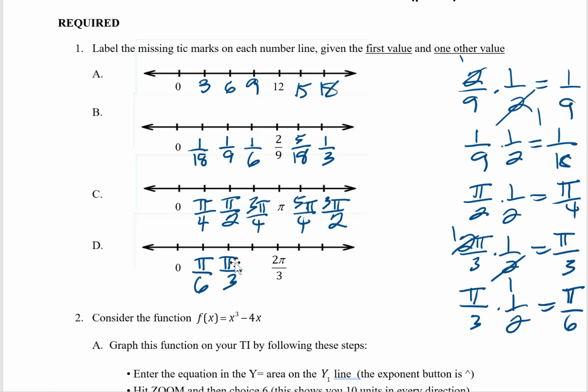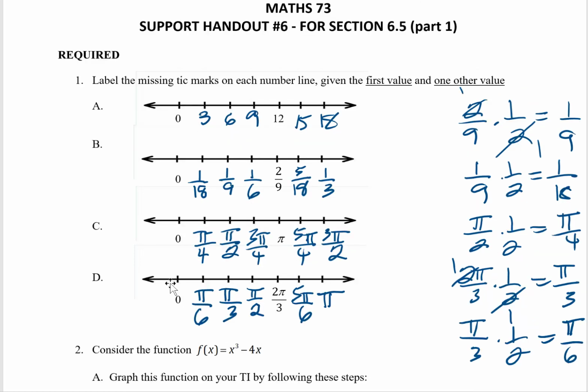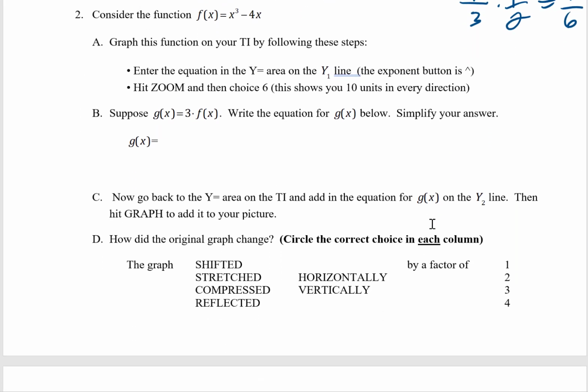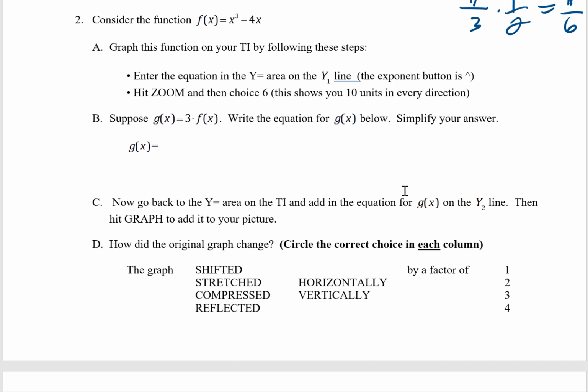1/6, 2/6, 3/6 reduces to 1/2. So this is just going to be pi over 2. 4/6, which reduces to 2/3, followed by 5/6, 5 pi over 6. And then 6/6, which just reduces to 1. So this will just be 1 pi. If you can figure out that first distance, the rest is easy because then you can just count by that number.